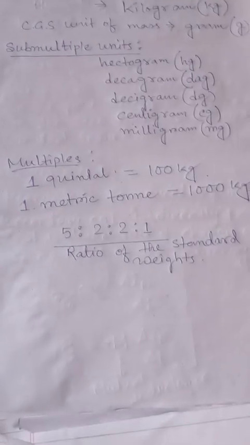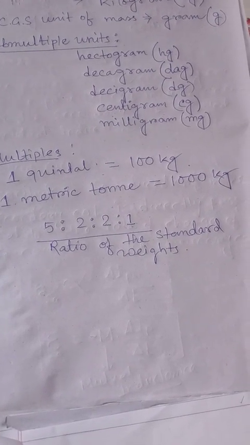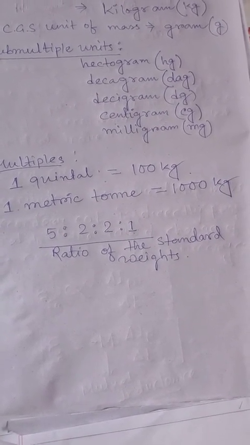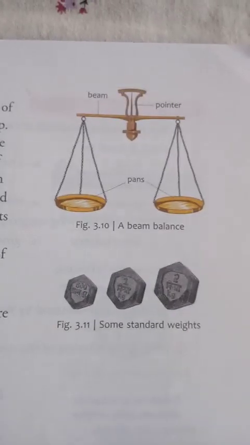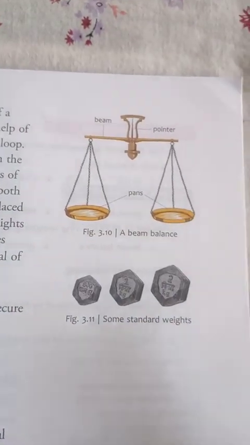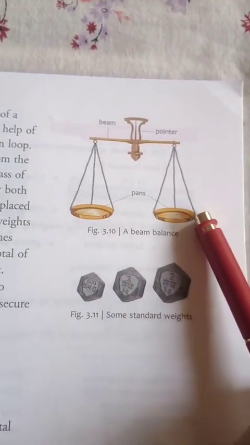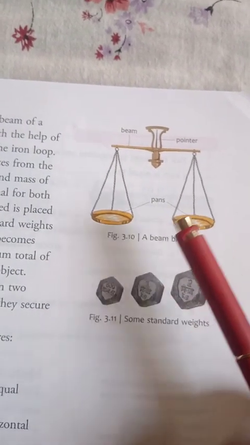Main features of the accurate beam balance are: both the pans must be of equal masses. I am showing you this beam balance also. Again, this is the image of beam balance. So both the pans, this pan and this pan, must be of equal masses. Okay.